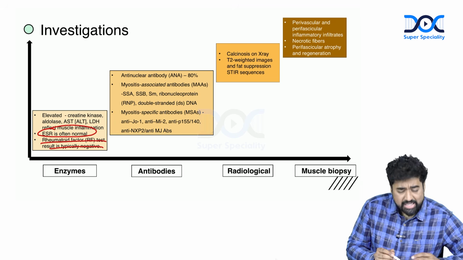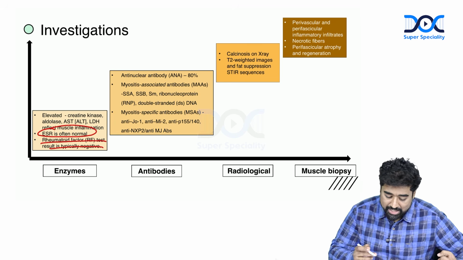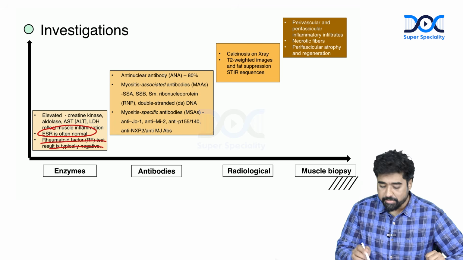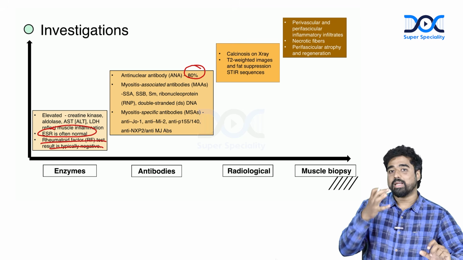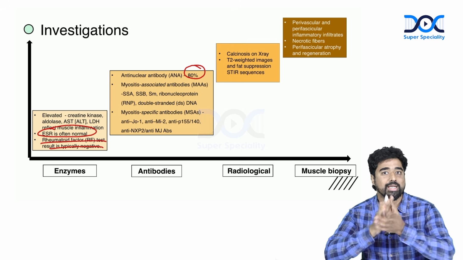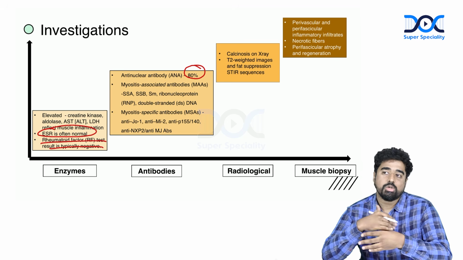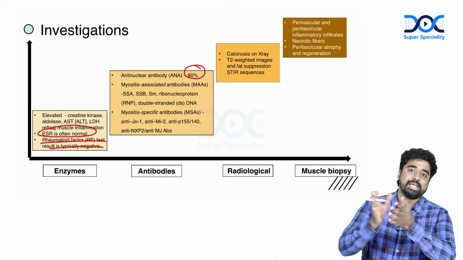RF is typically negative because obviously nothing to do here. ANA, very importantly, is positive in 80% of the cases. Then there are specific antibodies. For example, you have various blots that you do. In SLE, what do?